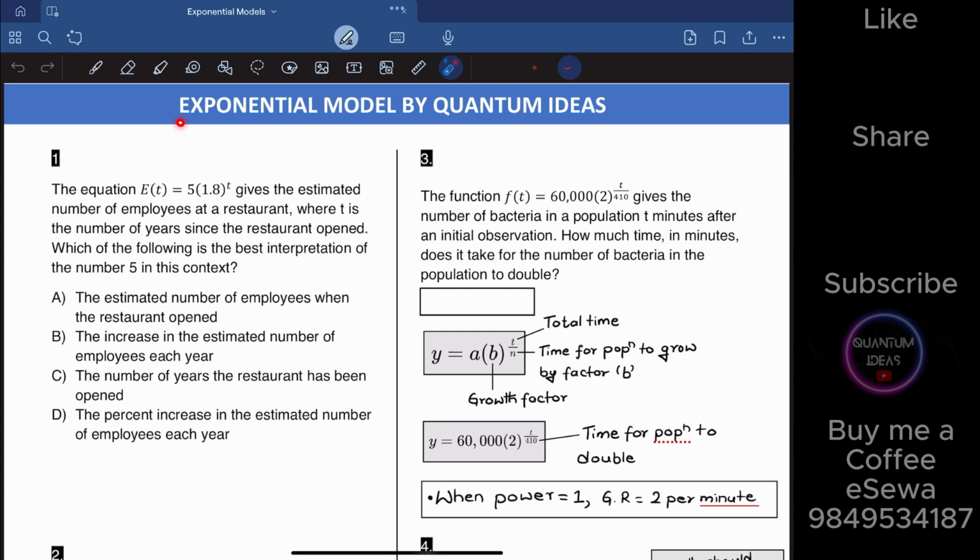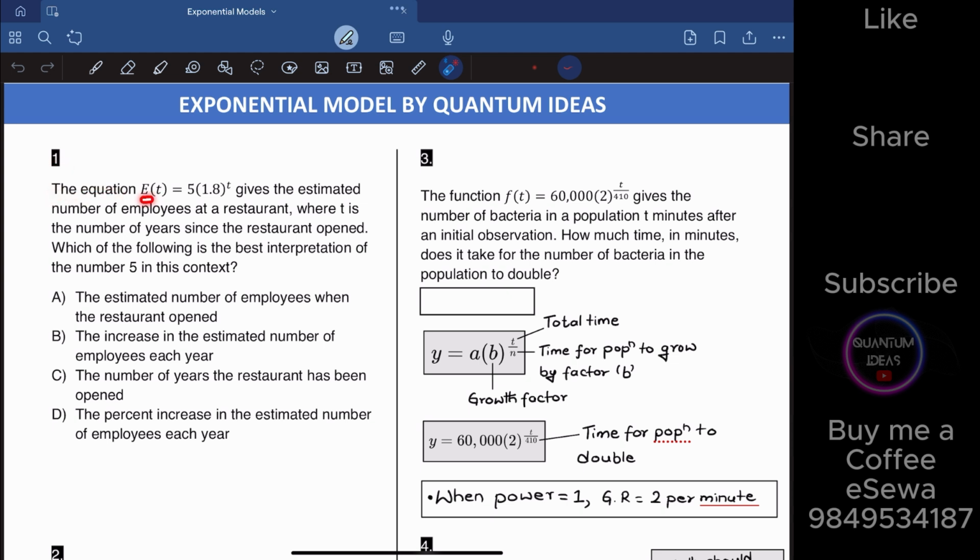So today I will be discussing some of the important concepts related to the exponential model, and there are several questions ranging from very easy difficulty to very hard questions. So let's get started. Okay, let's see number one.